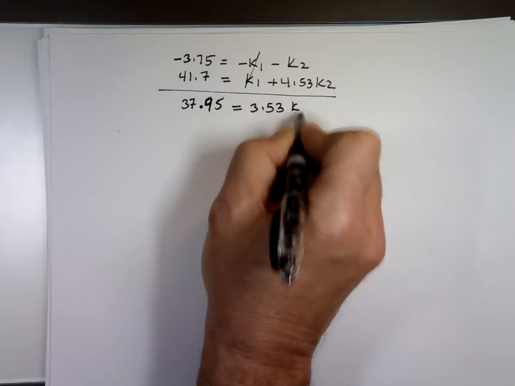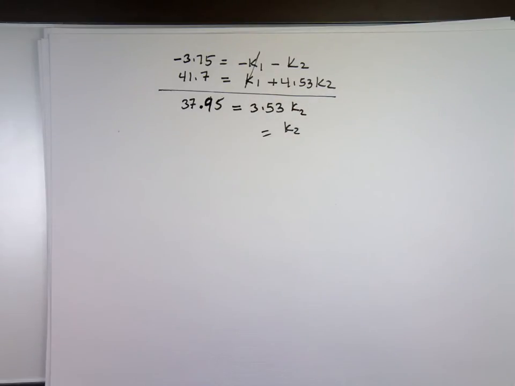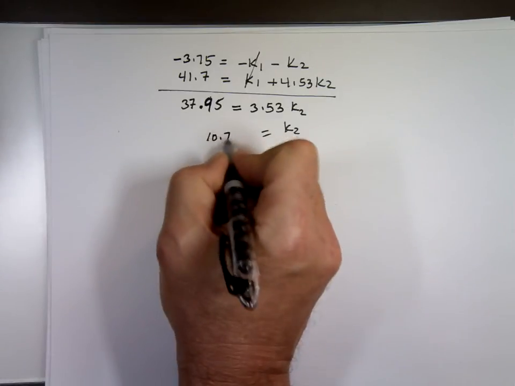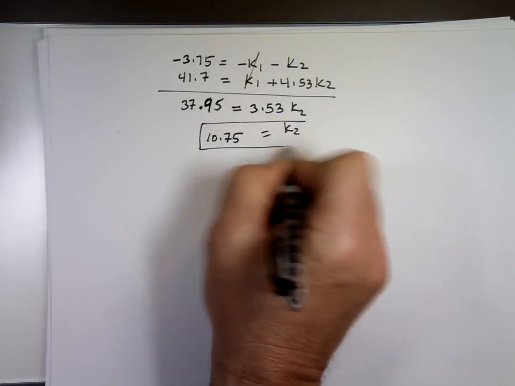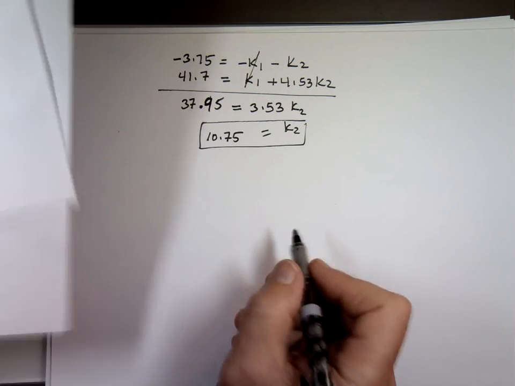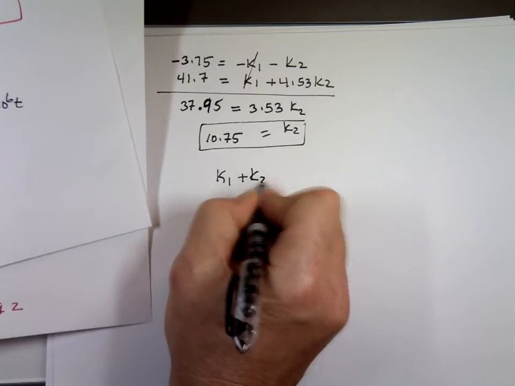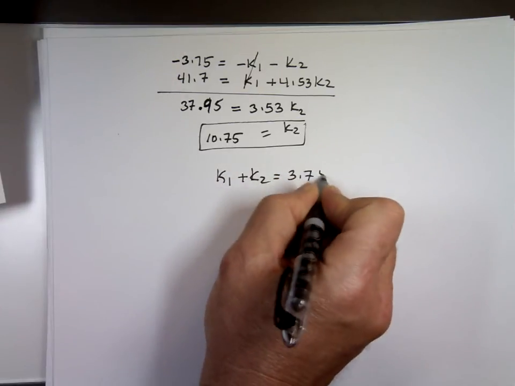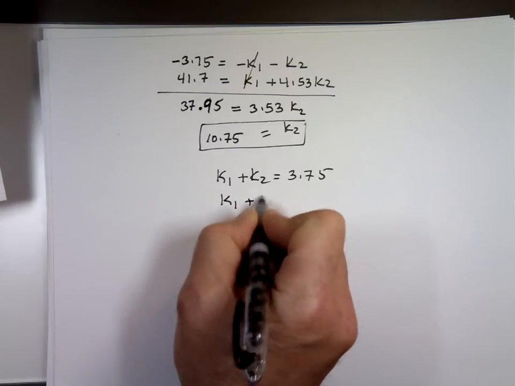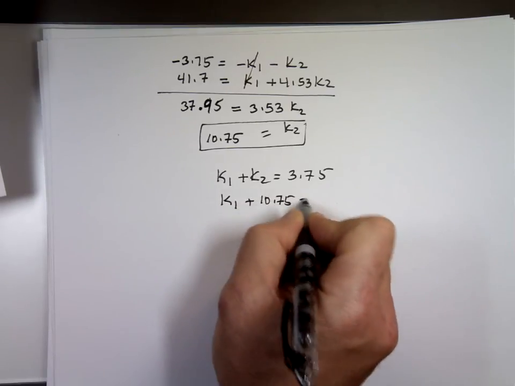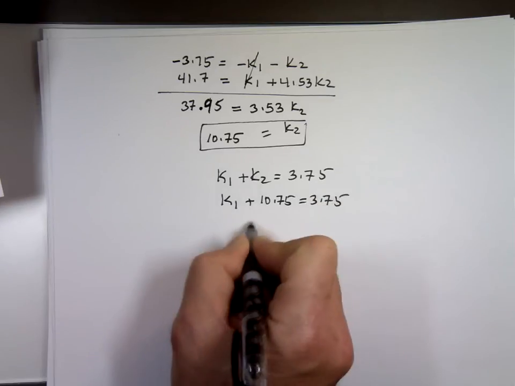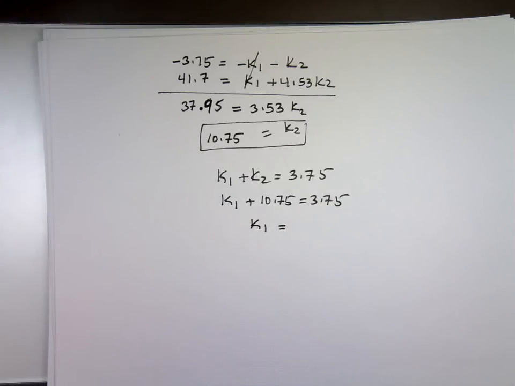What's K2? 10.75. If I know K2, can I find K1? Grab either equation. K1 plus K2 equals 3.75. K1 plus 10.75 equals 3.75. Is that a 7? Negative 7.